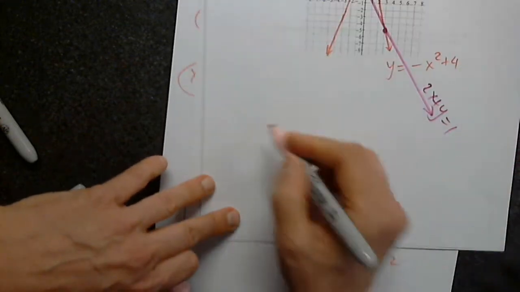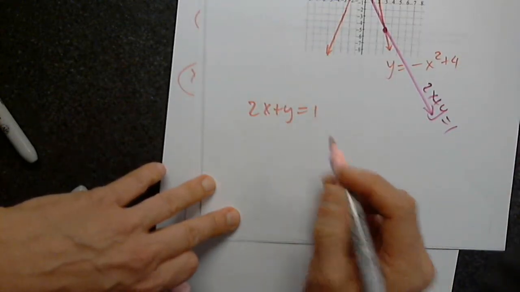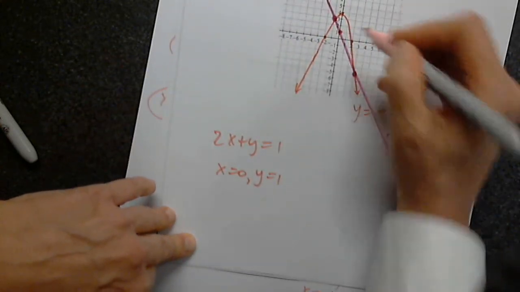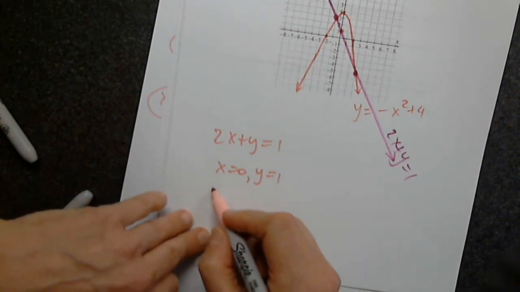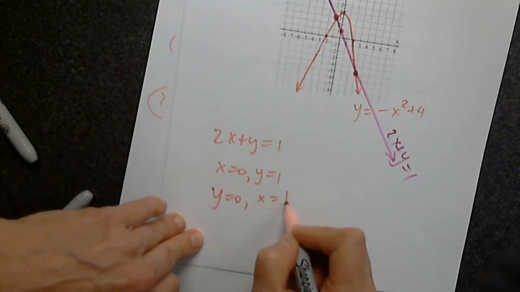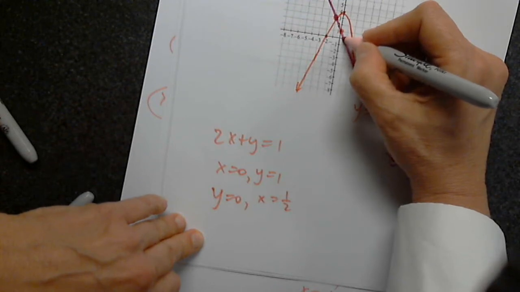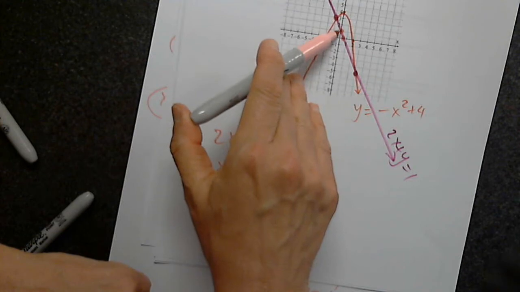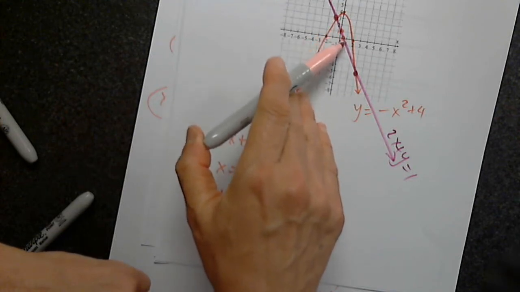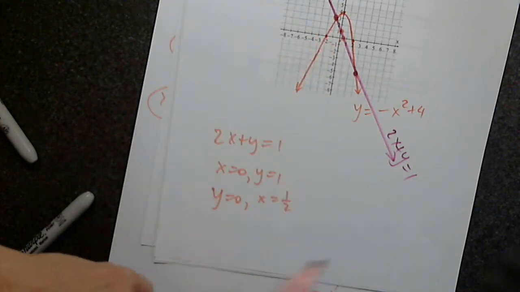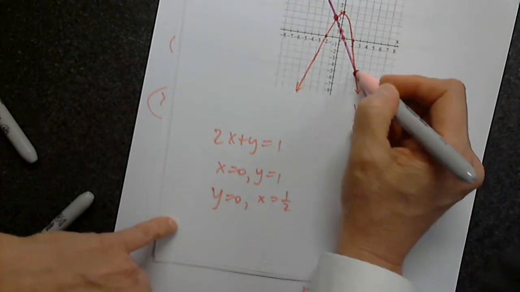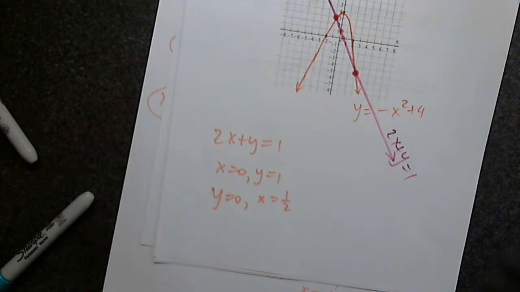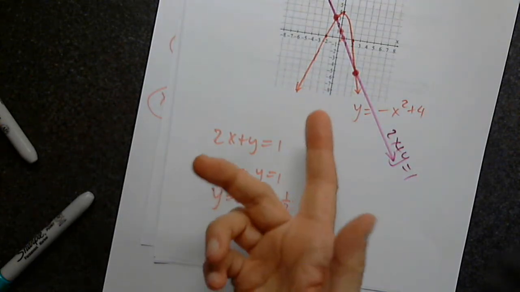But yes, you can take the 2x plus y equals 1 and say when x is 0, y is 1. So this is the point. And then you say when y is 0, x is 1 half, and it's here. So this is the y-intercept (0, 1), and the x-intercept (1 half, 0) from here. But I already had these two. And when I graph a line, I only need 2 points. But they must be there, and that's correct.